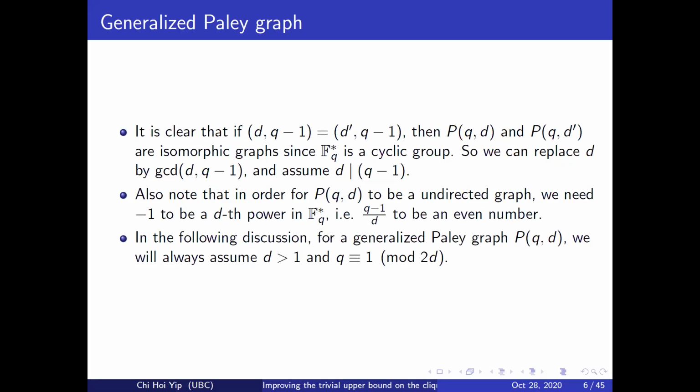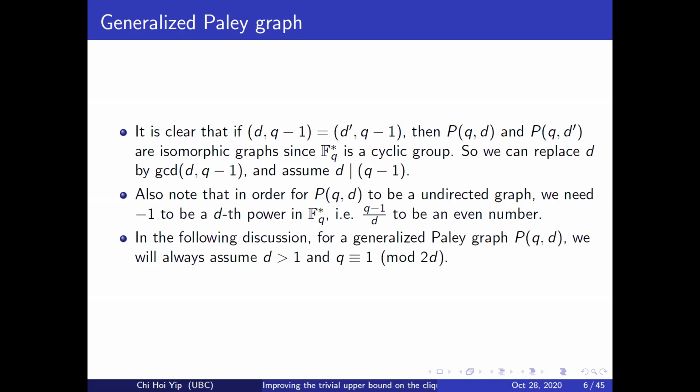Let's consider some restrictions on the parameters d and q. Because F_q star is a cyclic group, if we consider two different d, namely d and d prime, and the gcd of d and q minus 1 equals the gcd of d prime and q minus 1, then it's easy to check that P_{q,d} and P_{q,d'} are isomorphic. So we can always assume that d divides q minus 1. That would be very convenient.